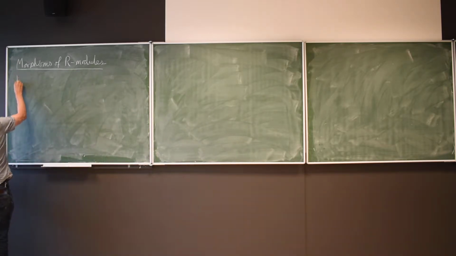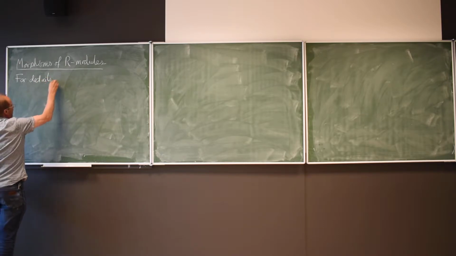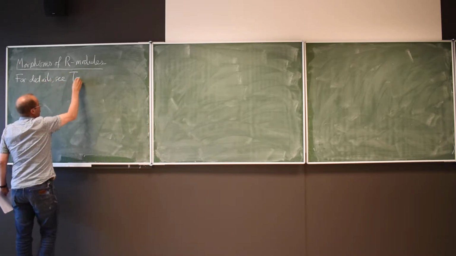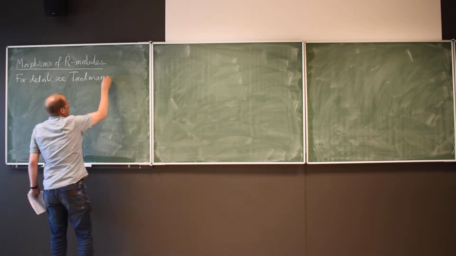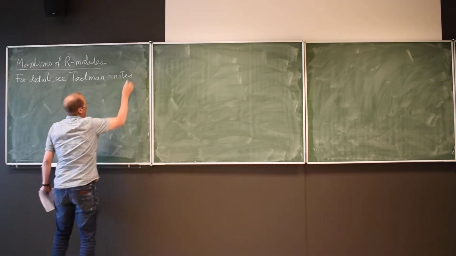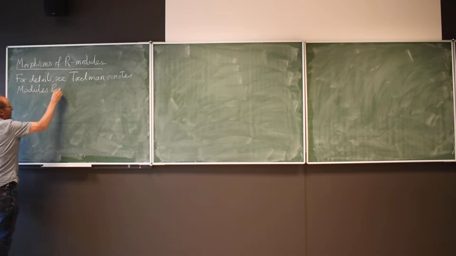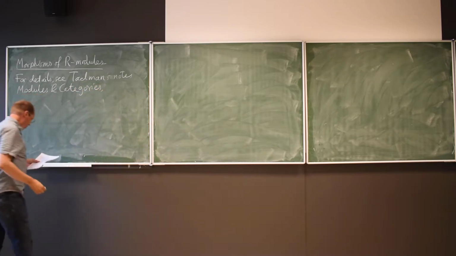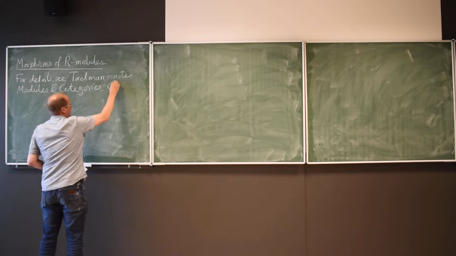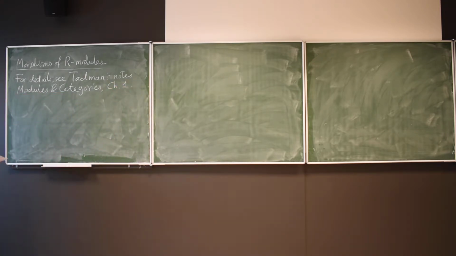For details, I also give you a reference. For details, see Taalman's notes. They are available on the website of this course. I think they are called Modules and Categories, and that must be chapter 1. The very first chapter of that text has these things.